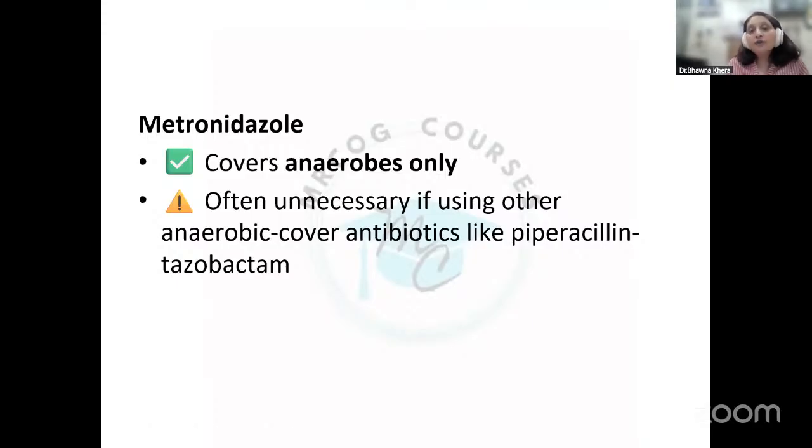Metronidazole covers the anaerobes only, and is often unnecessary if using other anaerobic cover antibiotics like piperacillin and tazobactam. So metronidazole is only for anaerobes. If you are already using piperacillin-tazobactam, then you do not use metronidazole. That's why, when I told you about the broad spectrum antibiotic coverage to give without any blood culture report, I didn't talk about metronidazole, because piperacillin-tazobactam already includes that kind of coverage.